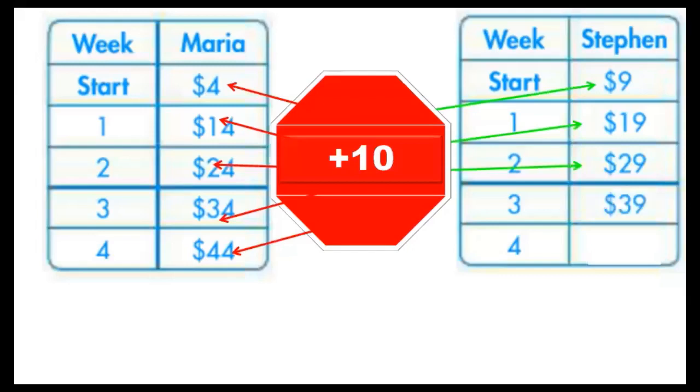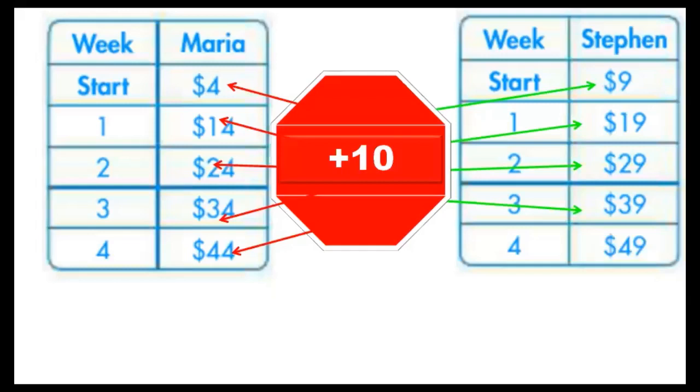In the third week, adding 10 for the second. So Stephen here gets $39 he's saving. Okay, to get the final or the fourth week, you are going to add 10 each time. So here 39 plus 10 equals 49.